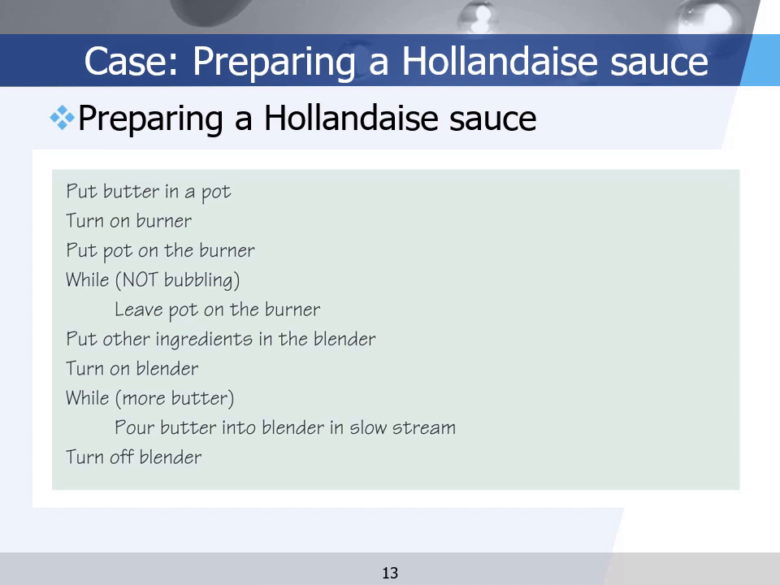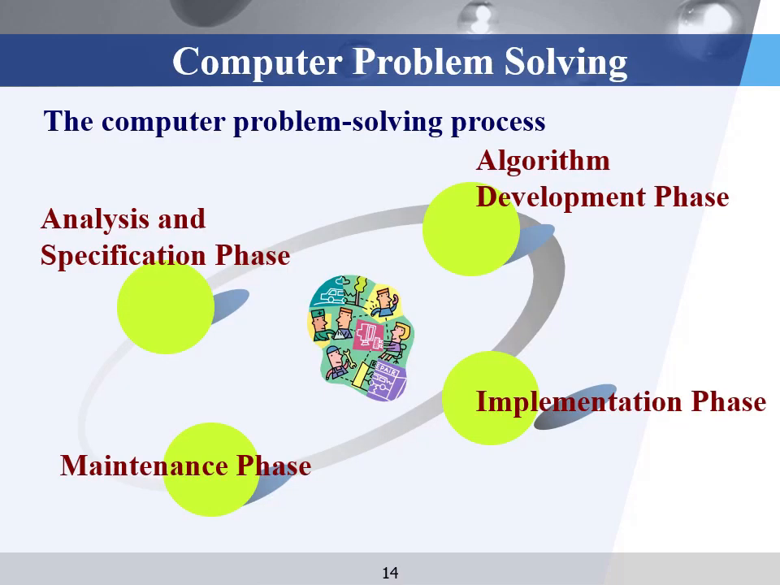So you see, it's easy to analyze the problem, and it's also easy to design the steps. So the computer problem solving process looks like this. First of all, you analyze and specify the phases. Secondly, you design the algorithm, and then you implement the algorithm, and then you maintain the program. We call it the software engineering process.